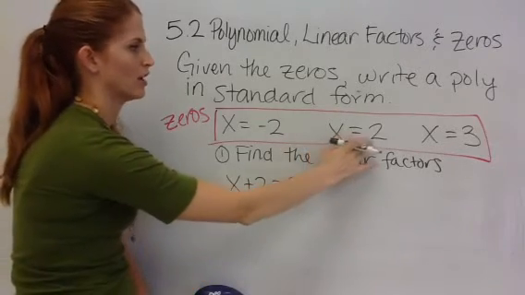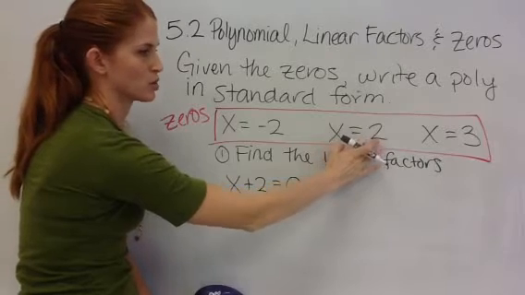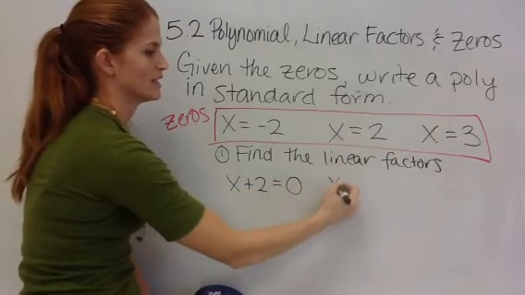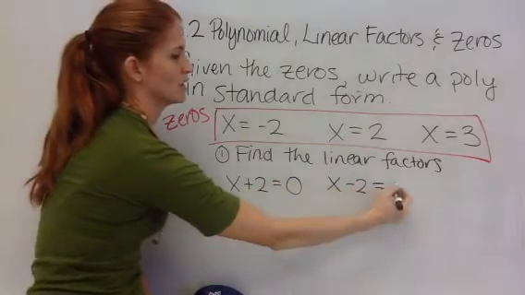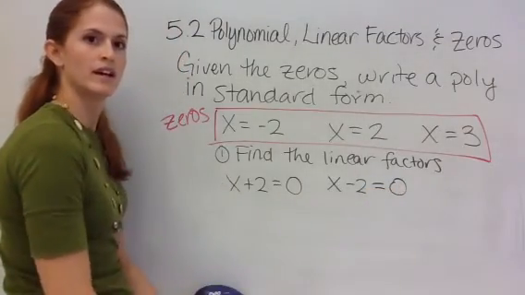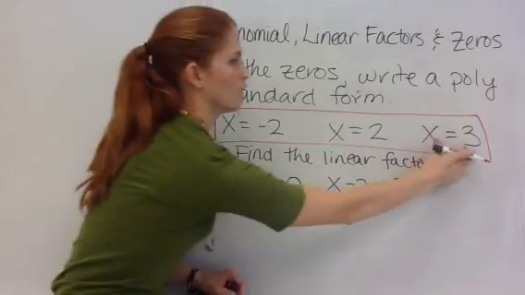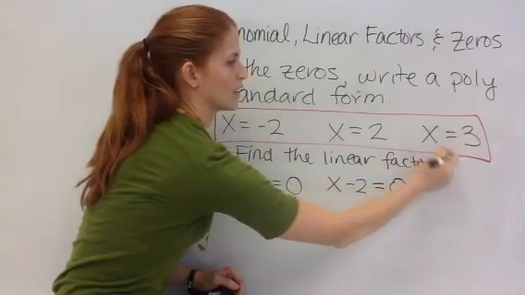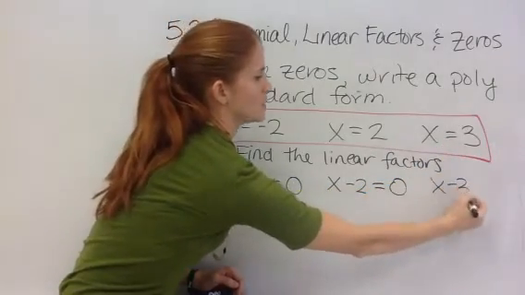I do the same thing here. I want to make this a 0, so I have to subtract 2 from both sides. That tells me that x minus 2 equals 0. And I do the same thing down here. I want to make this side a 0, so I subtract 3, and I get x minus 3 equaling 0.